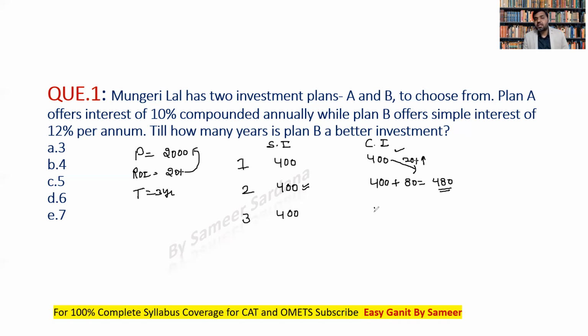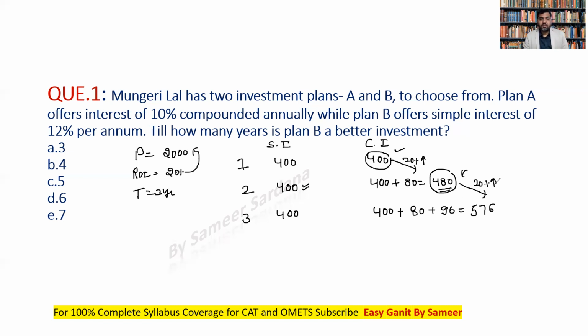Now, when it comes to the third year, I'll be getting 400 rupees. But in addition to that, I will also be getting 20% of this value as well as 20% of this value. Now, 20% of 400 is again 80, plus 20% of this interest will be 96. This will be the interest I'll be getting: 576, which you can clearly see is 20% more than this, right?